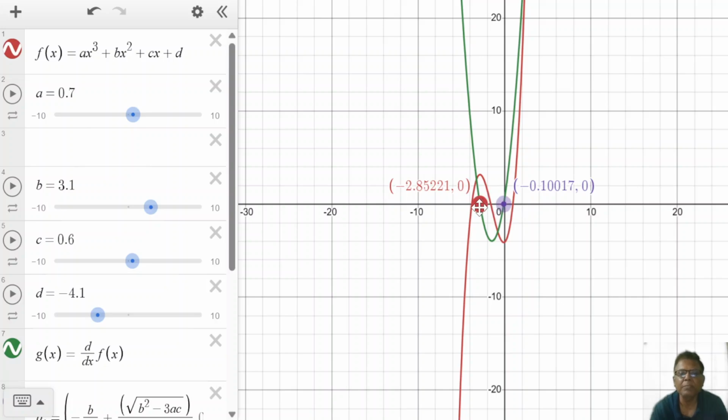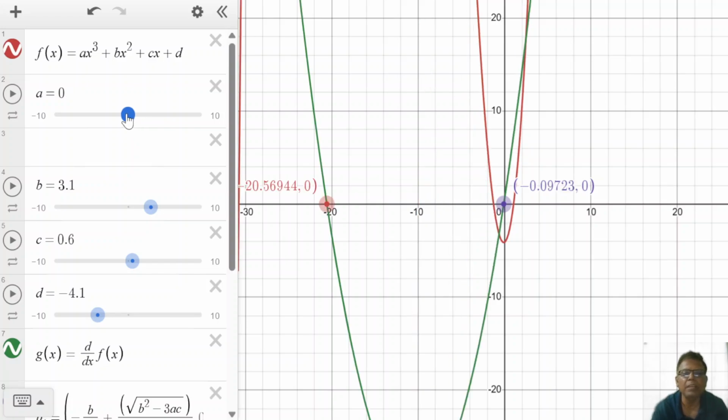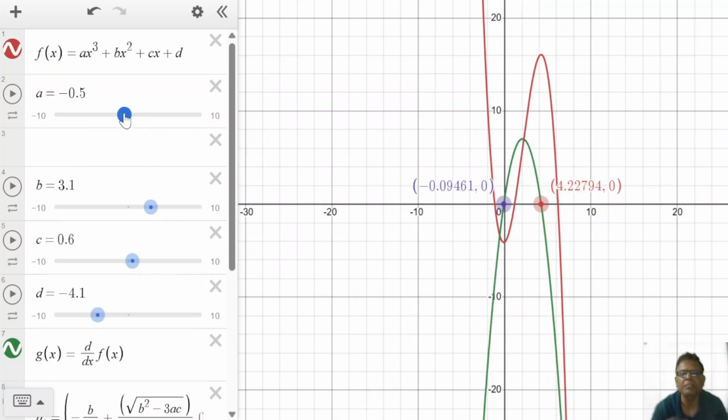So where will be the maxima? Where the root of the derivative is. The derivative root here, so here will be the maxima, and the derivative root here, here will be the minima. If we make a negative, then it is the opposite side, but the signs of maxima and minima are opposite. Then it will have three roots.